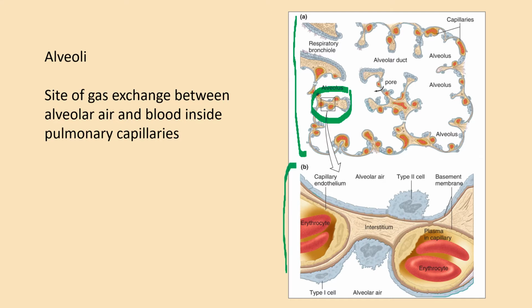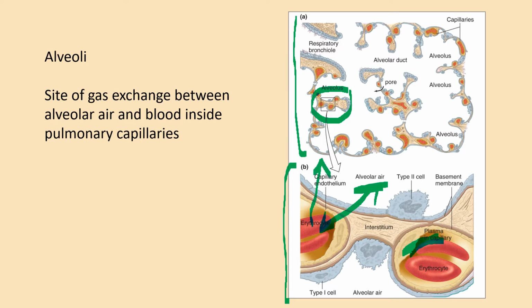So in panel B, we can actually see the relationship between air that's inside the alveolus and blood that's inside a pulmonary capillary. We see several red blood cells there. And so during exchange, oxygen is going to leave alveolar air and cross this respiratory membrane to move into the blood. And carbon dioxide is going to leave the blood and cross this respiratory membrane to enter the alveolus.